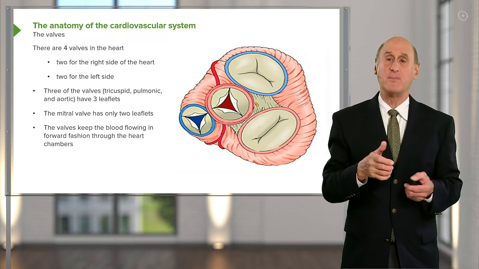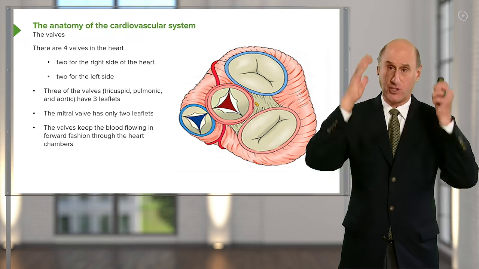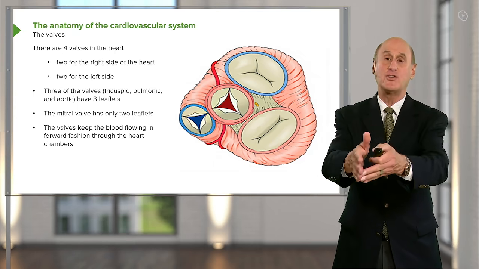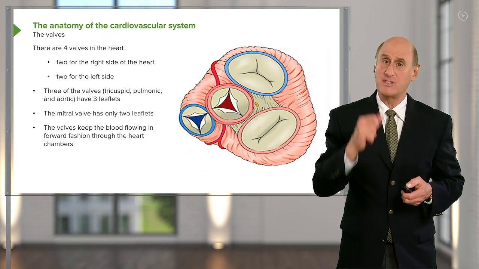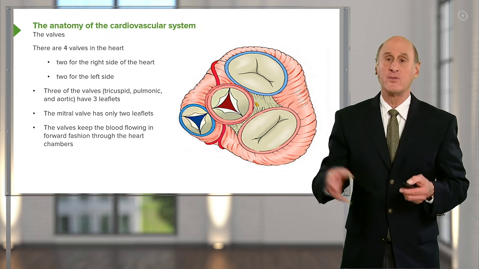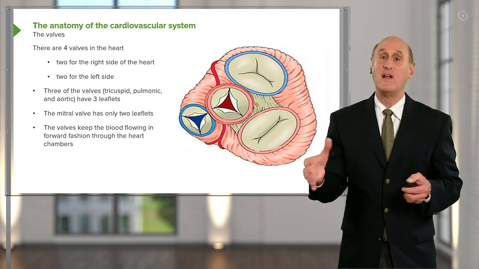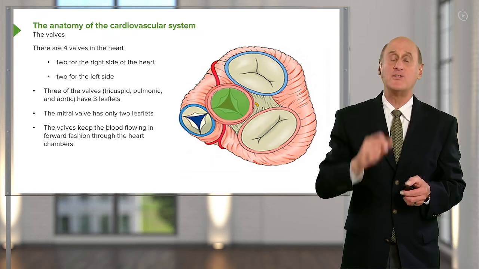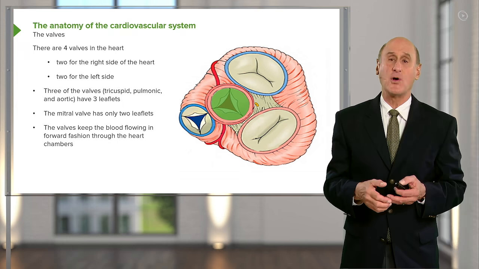In fact, it's named for the bishop's mitre, which is the crown that the bishop wears in the Catholic Church, which basically has just 2 sides to it, resembling a little bit the mitral valve. Once the blood is in the left ventricle, it contracts and the blood goes out the aortic valve. That's the one you see right in the center, and you'll notice it's also open.